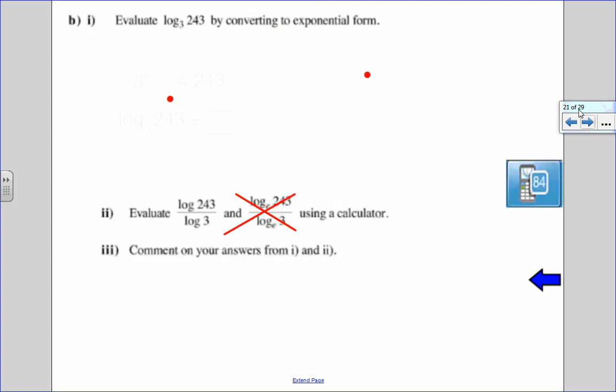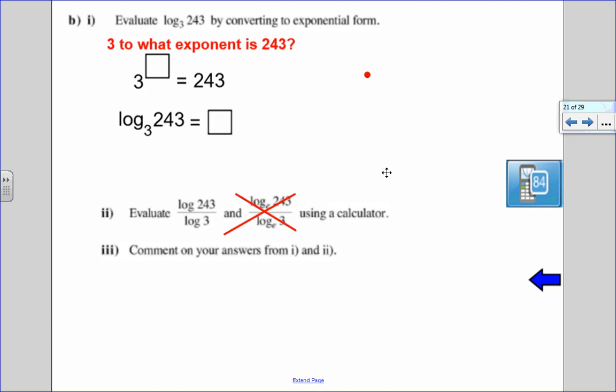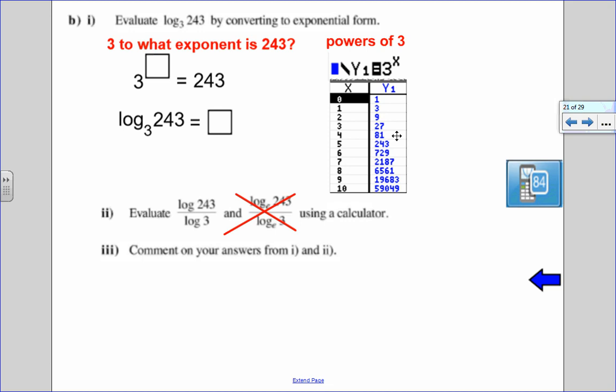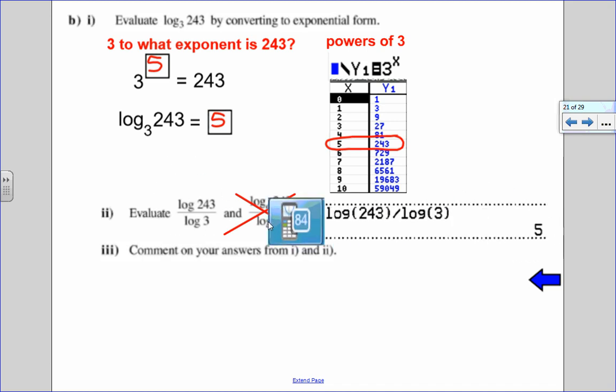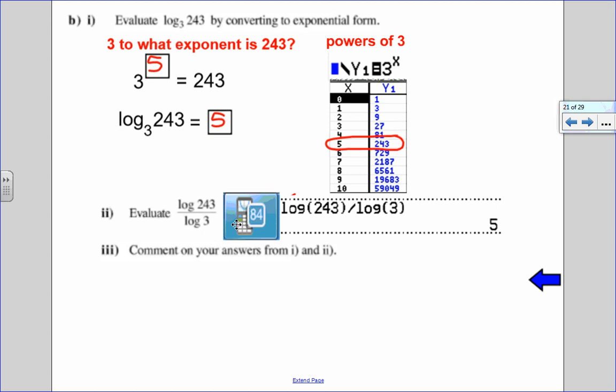Let's try this again. If I have log base 3 of 243, I want to convert it to exponential form first. So I'm going to ask myself, 3 to what exponent is 243? I go to my powers of 3 again, and there it is. I know that 3 to the exponent 5 is 243. So that means log base 3 of 243 is 5. Again, let's put it on the calculator: log of 243 divided by log of 3. Putting that into my calculator, I also get 5. So again, this is further proof.